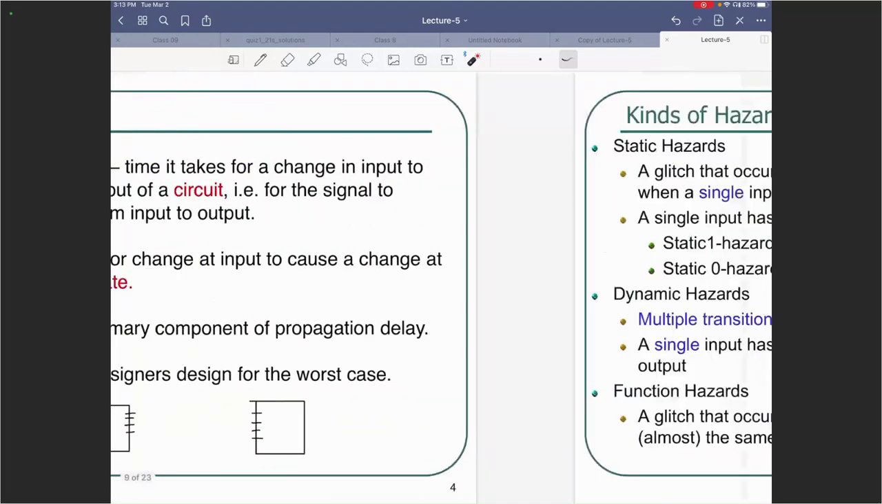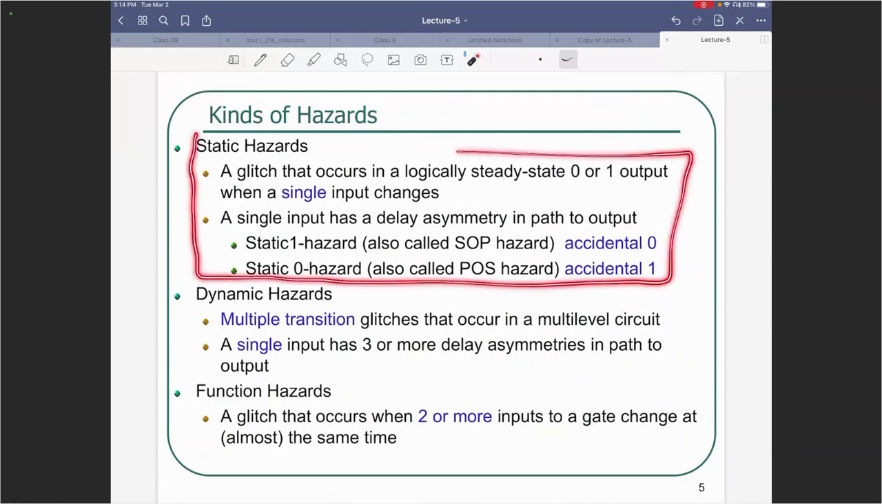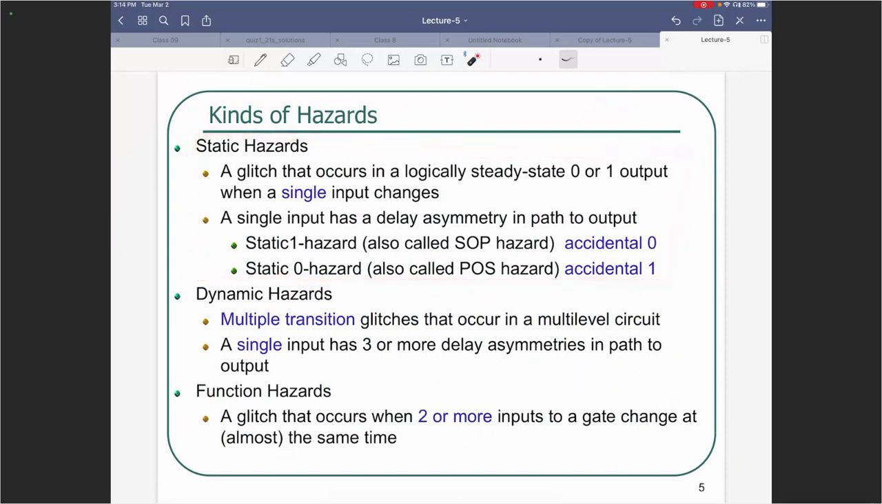Okay, let's move on. What types of hazards are we going to worry about? We are going to worry about static hazards, but we are also going to learn about dynamic hazards and function hazards. We'll spend most of our time on static hazards. We'll try to not only detect them, but also eliminate them.